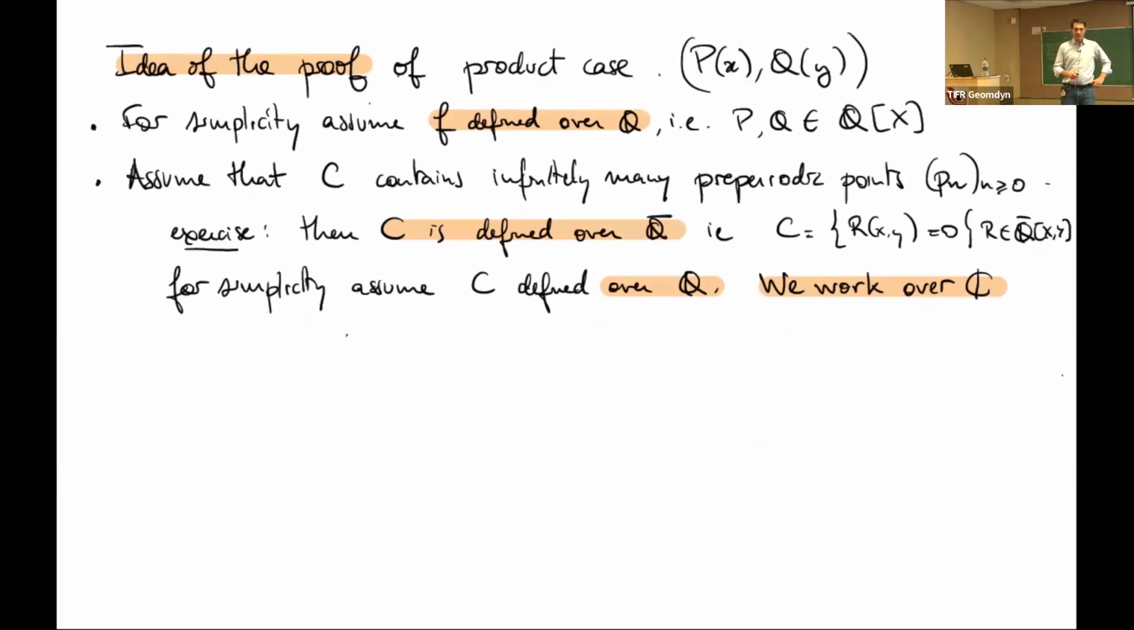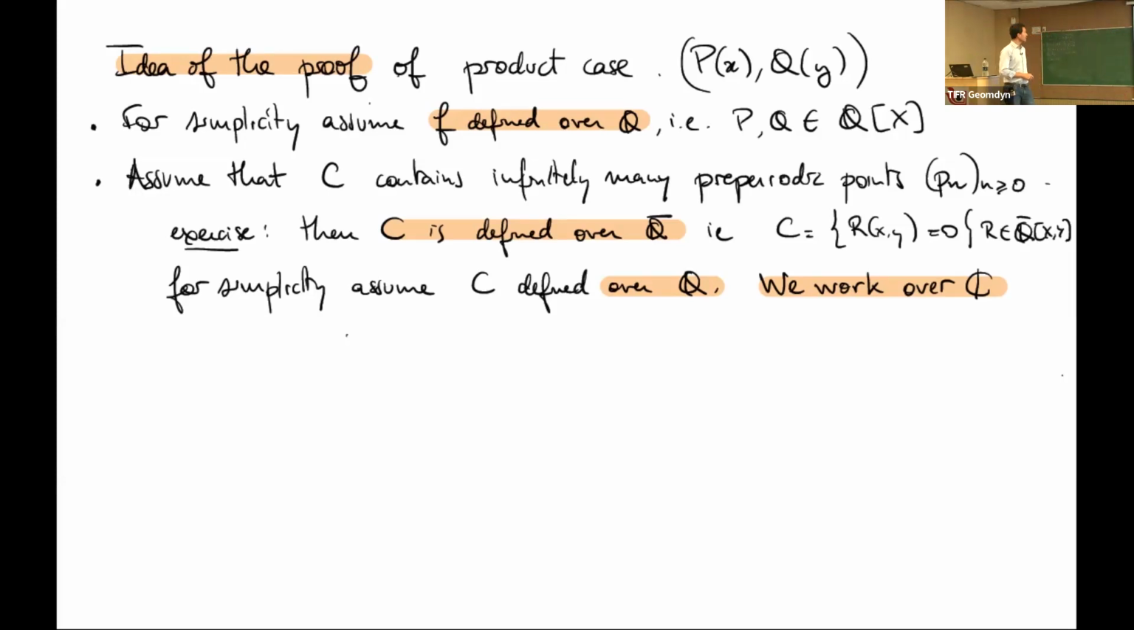So you start with a curve which contains infinitely many preperiodic points. Any of these preperiodic points is preperiodic under a map which is defined over Q, so its coordinates are algebraic numbers. So this curve contains infinitely many points whose coordinates are algebraic numbers. Exercise, I leave it to you: then the curve should itself be defined by a certain equation, and this equation has coefficients in the field of algebraic numbers. It's not very difficult. Surprisingly, it's a linear algebra exercise. So the curve itself is defined over the algebraic numbers.